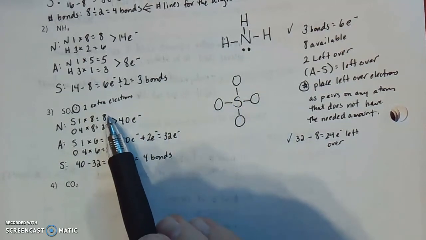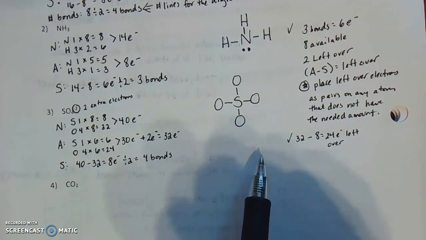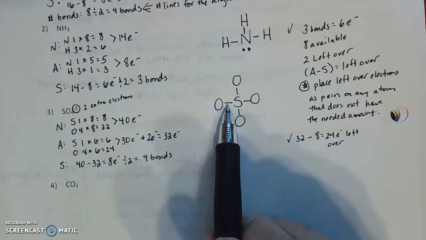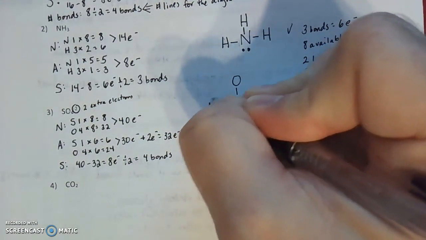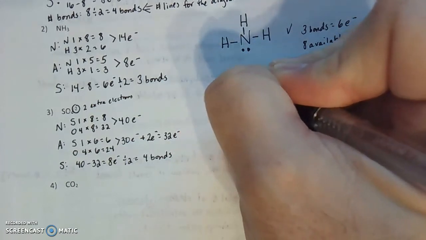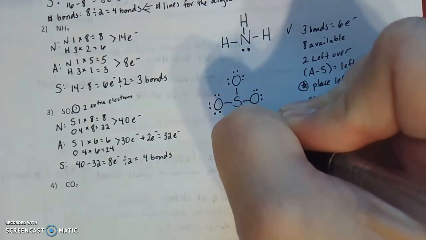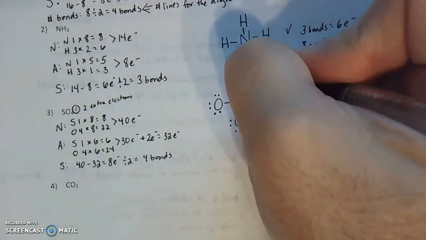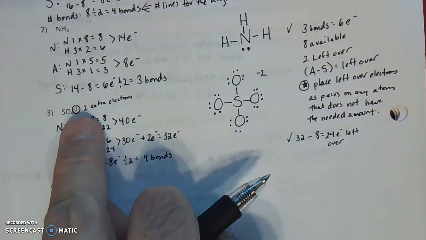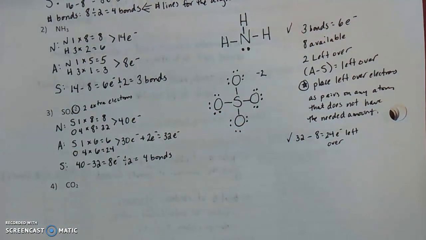Sulfur needs 8, so it has 2, 4, 6, 8. It's happy. But each oxygen only has 2 from the bond, so each oxygen needs 6 more. Six times 4 is 24. So the only other thing we need to do is put our little -2 sign on here because it is a -2 charge overall. So that one is now done. Our last video will go over the final 2 examples.